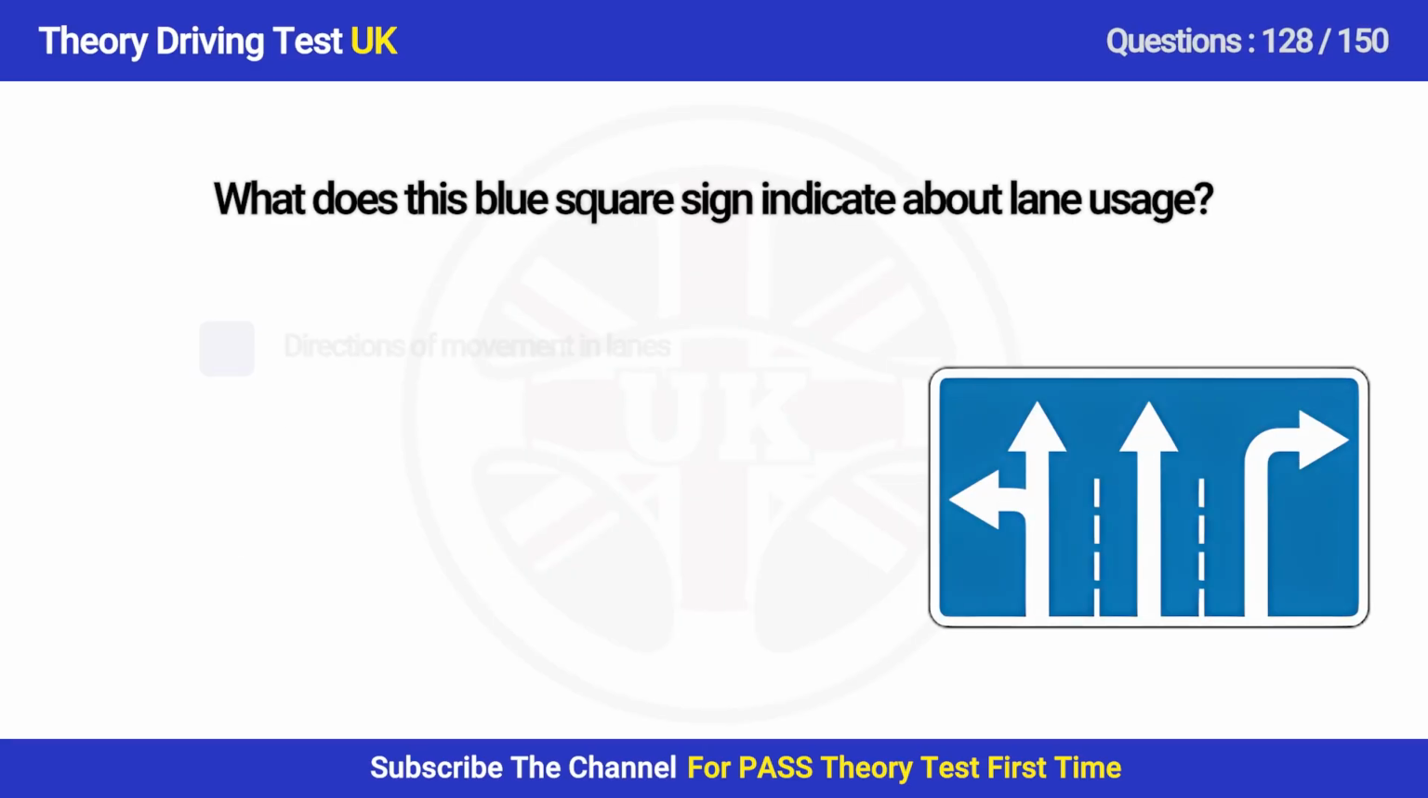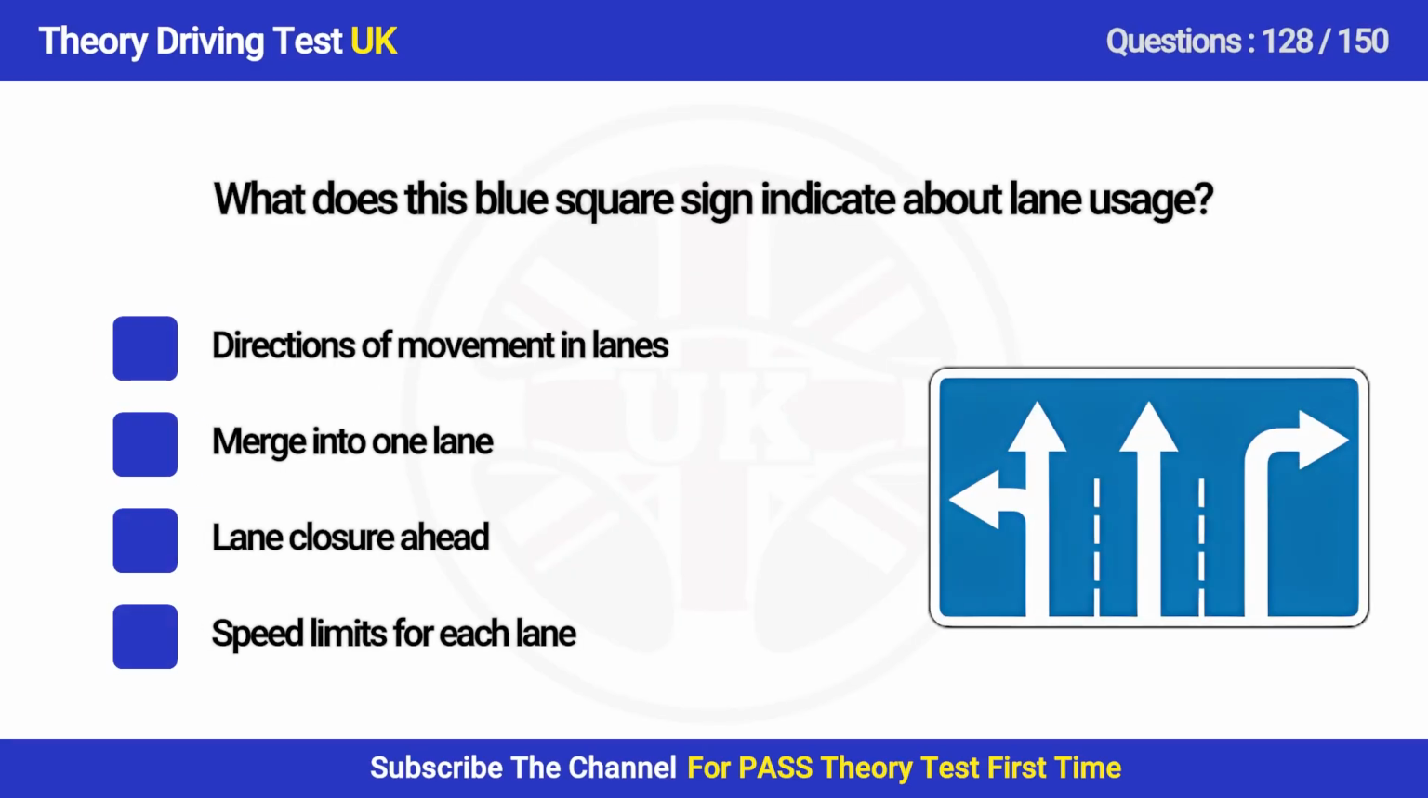Question 128. What does this blue square sign indicate about lane usage? A. Direction of movement in lanes. B. Merge into one lane. C. Lane closure ahead. D. Speed limits for each lane.